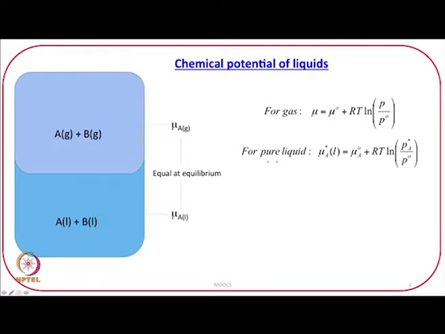Please note here, when I am saying pure liquid, I am using star. For purity, I am using star. So, from the chemical potential for a gas, I have written an expression for chemical potential for a liquid. What I have done is I have just added a subscript A because I am writing it for A, and I have added a star because in the beginning I am considering only pure liquid. I am not considering B. I am only considering A in equilibrium with its vapor.